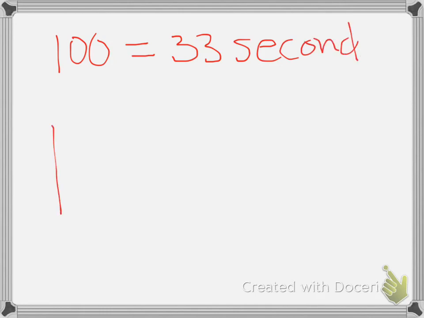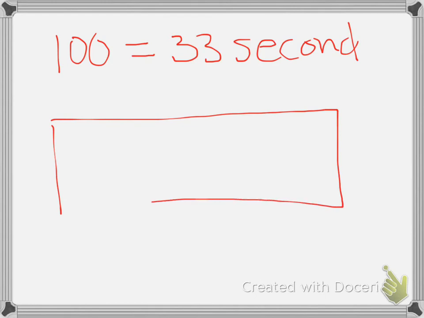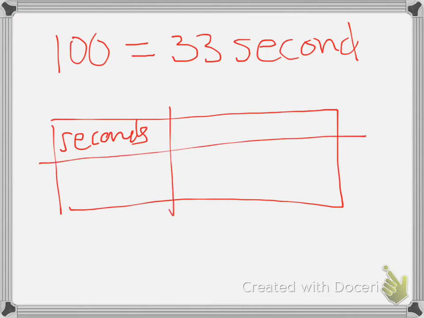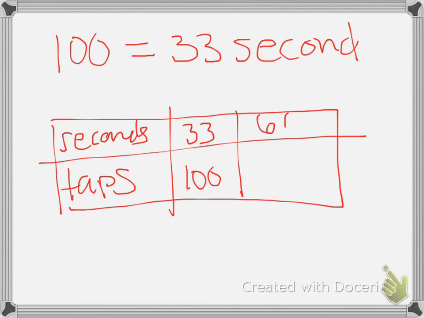If I created a table like we had, seconds, taps. So we had 100 taps and it was 33 seconds. Let's see, what could I do? Well, if I doubled it, 66 seconds would be 200 taps. Is that a very efficient way? No. So I'm going to erase that.